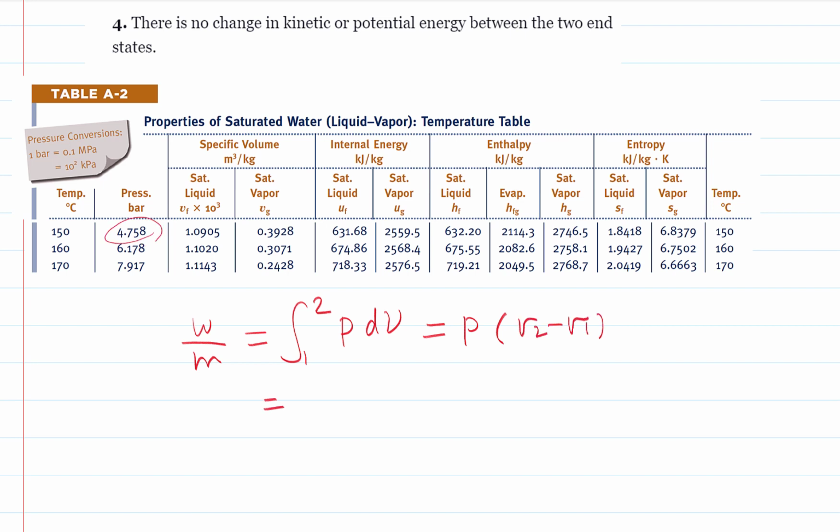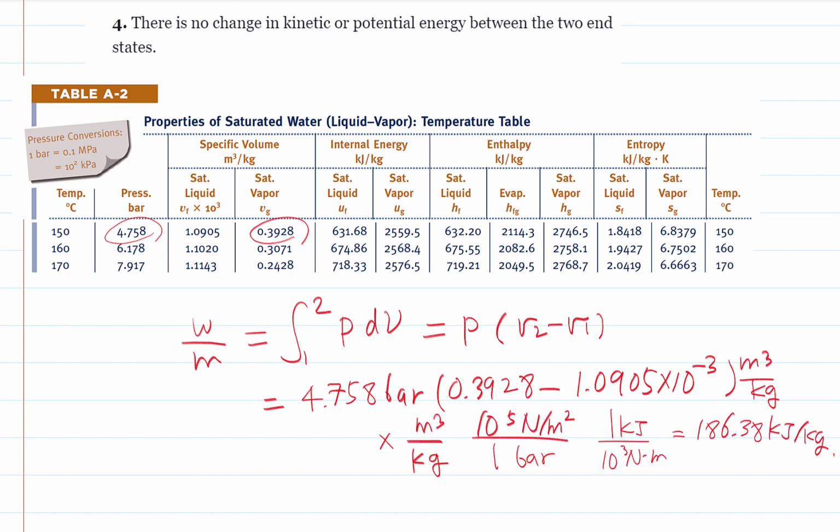So we use the saturation pressure since the phase is a saturated mixture, 4.758 bar. V2, saturated vapor, 0.3928. V1, saturated liquid, 1.0905 times 10 to the negative third. Take the unit conversion. So we found the work during the process.